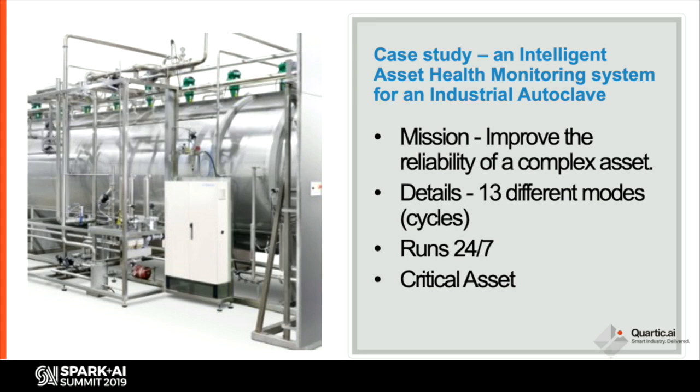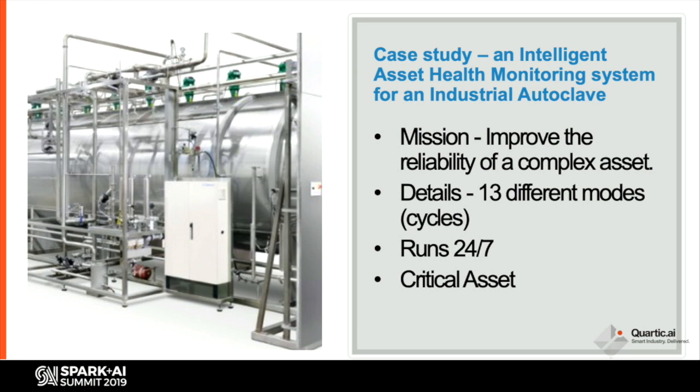Now this is a very critical asset because any product that is manufactured in any of the earlier pipelines must go through an array of autoclaves for it to be sterilized. So a downtime in one of these autoclaves could result in a downtime of the entire production pipeline altogether. Now this asset runs 24/7 and it runs in various different modes.